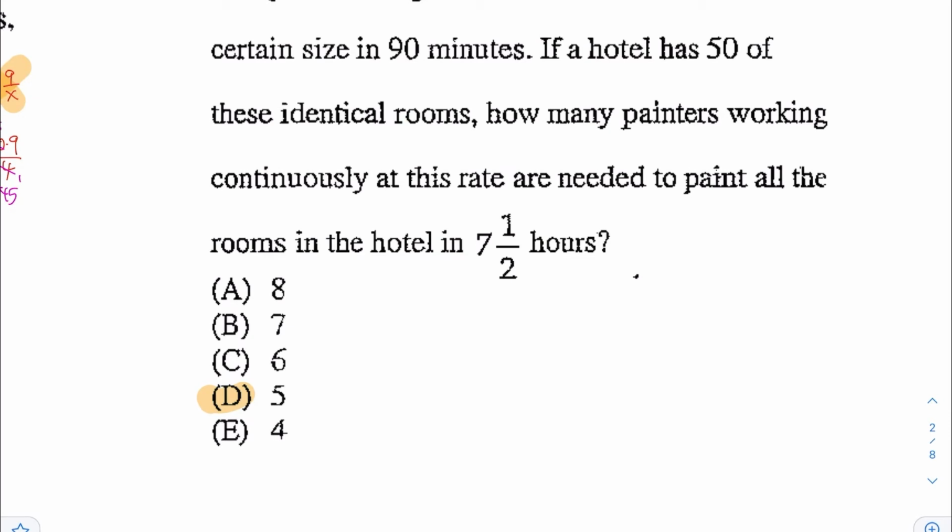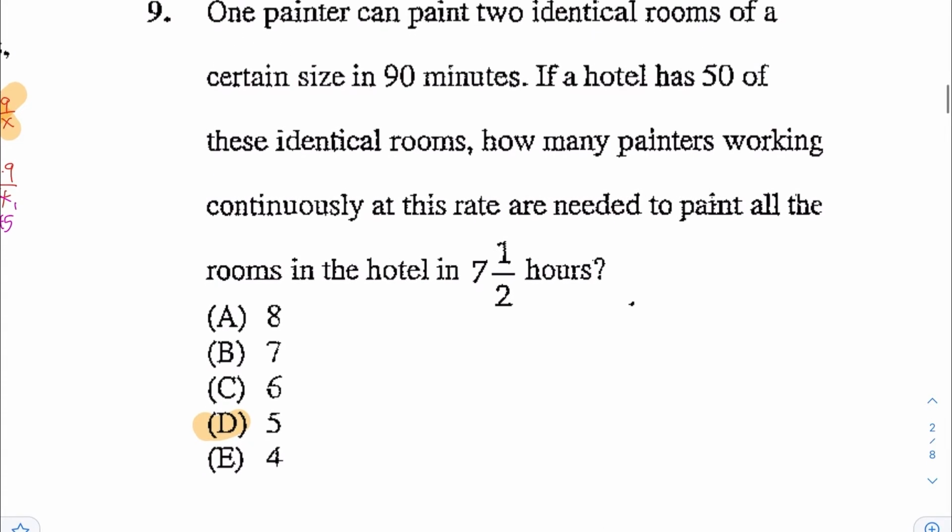Next, for question number 9, one painter can paint 2 identical rooms of a certain size in 90 minutes. If a hotel has 50 of these identical rooms, how many painters working continuously at this rate are needed to paint all the rooms in the hotel in 7.5 hours? All right, so we have a couple of units here. You have painters. You also have rooms, which is this job or this work, and you have a time here, which is in 90 minutes.